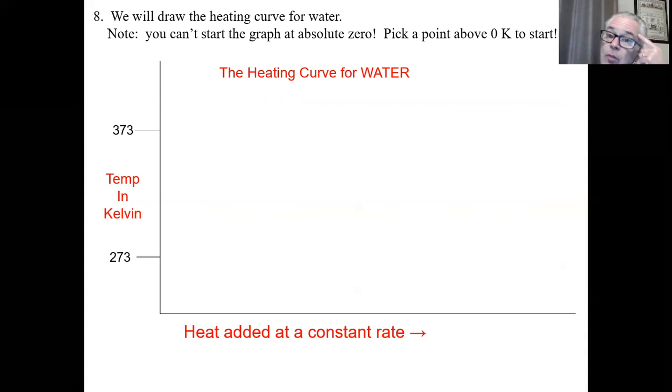So we put in the two most important temperatures for the heating curve for water, which of course would be the melting point and the boiling point. You know these numbers in Kelvin, 273, 373. Now we're going to start the graph just above 0 Kelvin, point A. Now at point A, we're going to add heat at a constant rate.